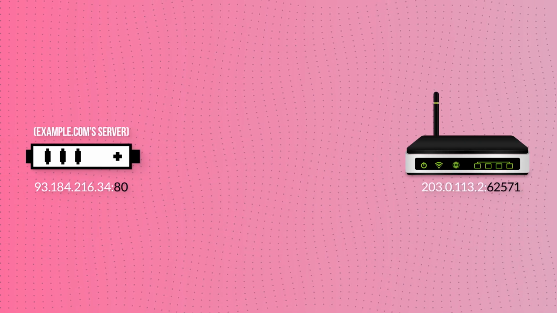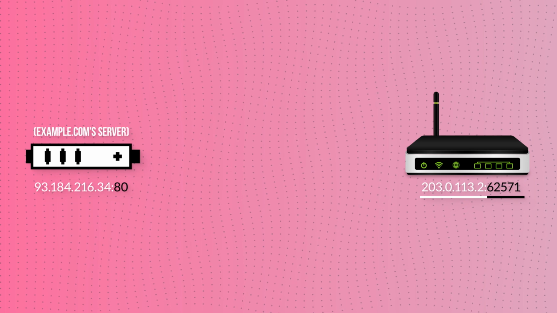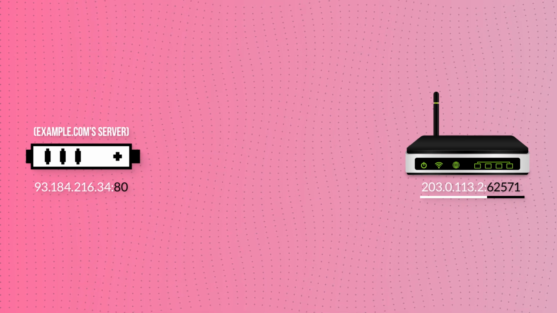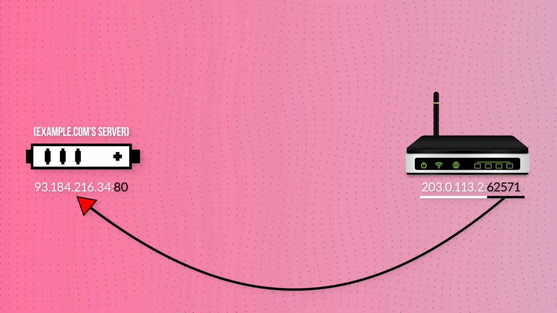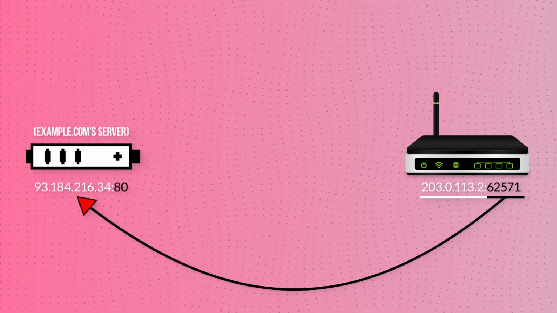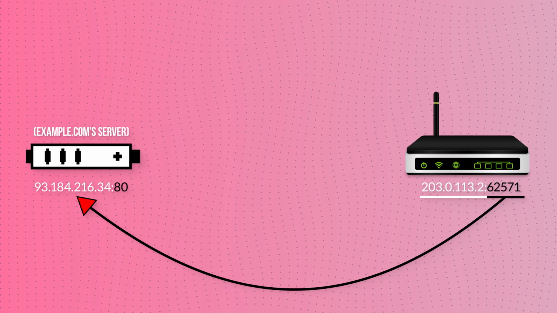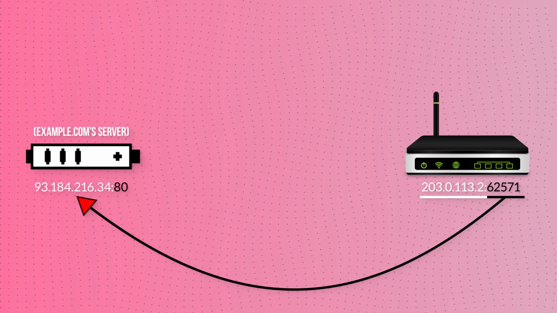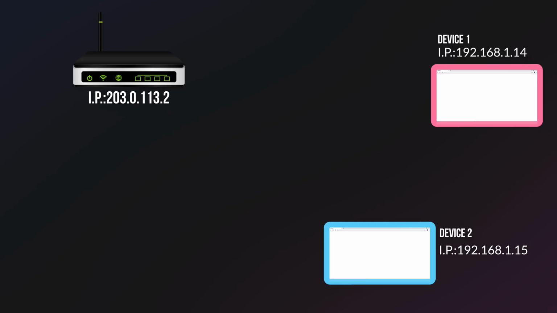Say in our example's case, our public IP address 203.0.113.2 is establishing a connection with example.com's IP address from the port 62,571. The source port numbers have one of the most crucial roles to play in NAT because they are utilized to differentiate internet sessions from one another. To explain, let's revisit our example.